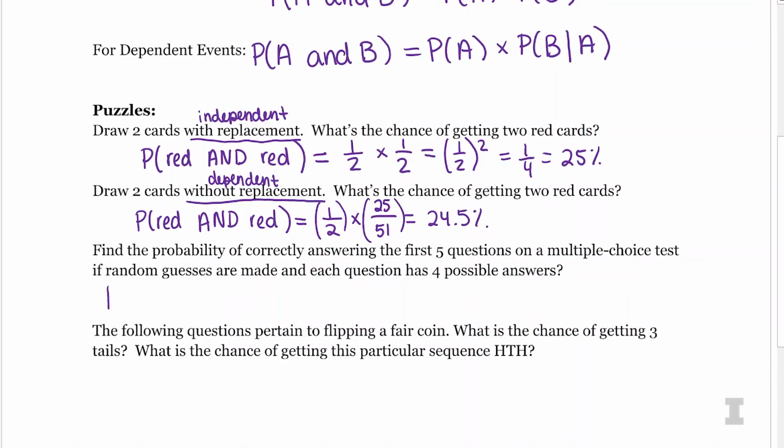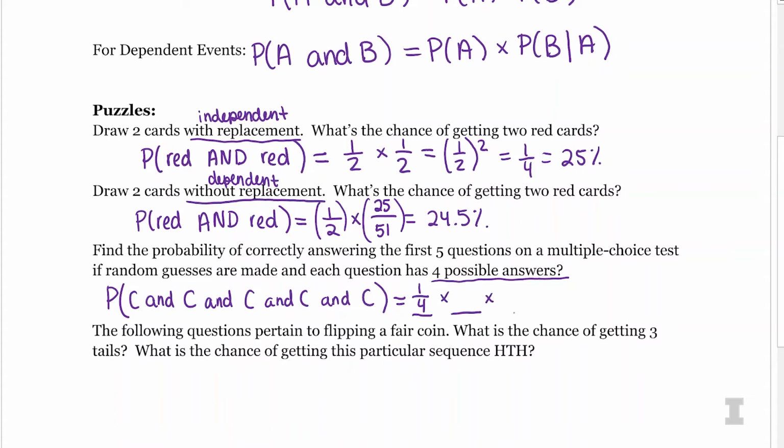Let's hope so. So essentially, I could write this as the probability of getting a correct and correct and correct and correct. And finally, the last one is correct as well. So we know if the question has 4 possible answers, the probability of getting the first question correct is just going to be 1/4, right? 1 right answer, 4 total answers. And then I want to multiply 5 different probabilities together since I want to know what's the chance of answering the first 5 questions correct.